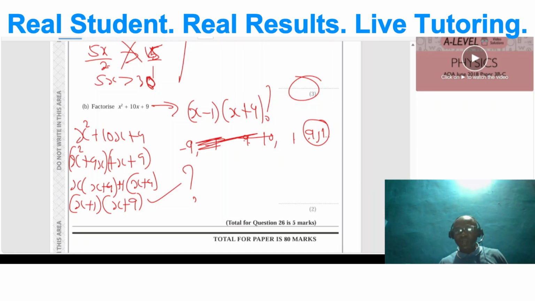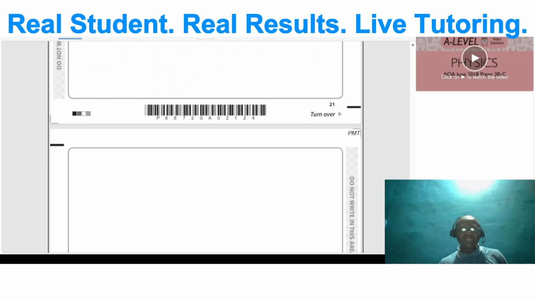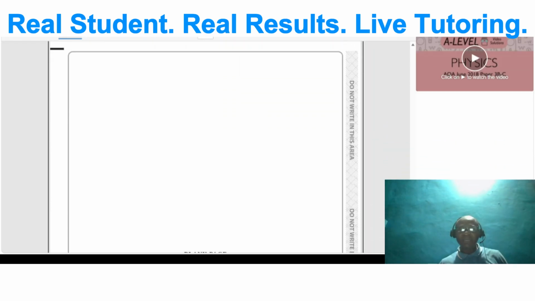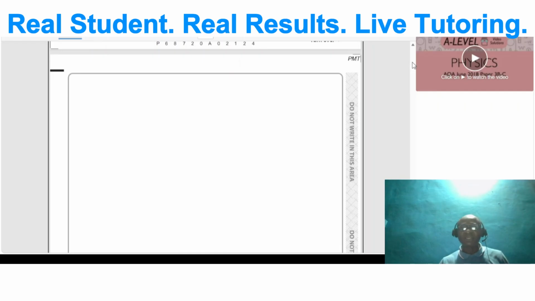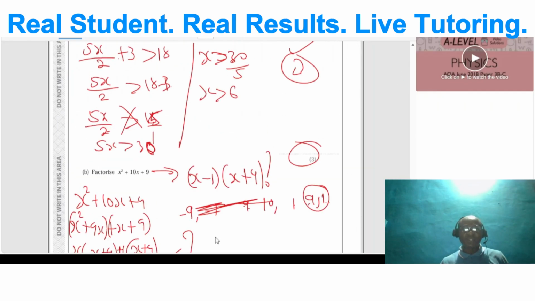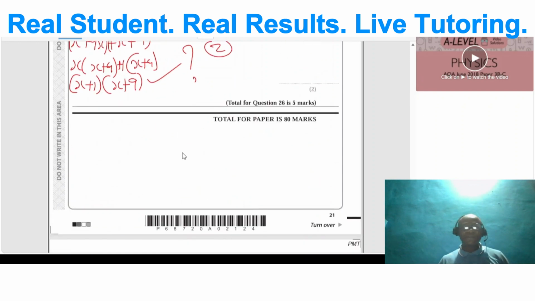So the next one, okay, that is the last question in this paper. So we have successfully completed this paper. All right. So this last one is 2 marks. Take note of it. Therefore, your total score is going to be what? 13 over 15.